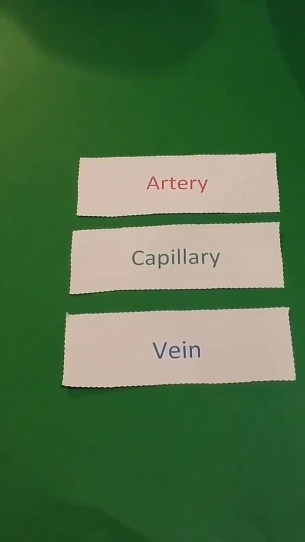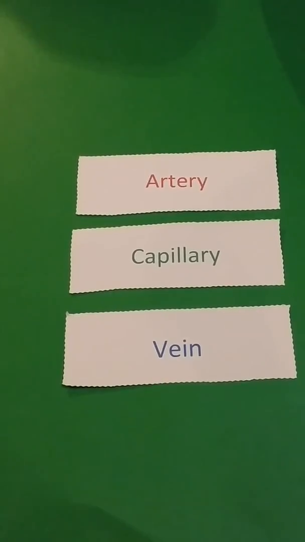So there you have it, the three main blood vessels, their similarities, their differences, and the why behind it all.